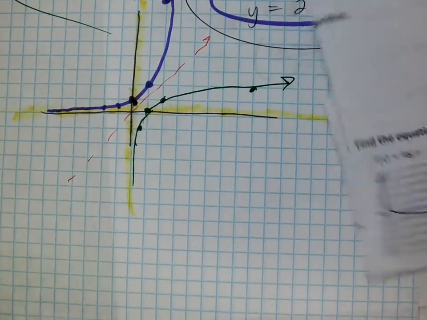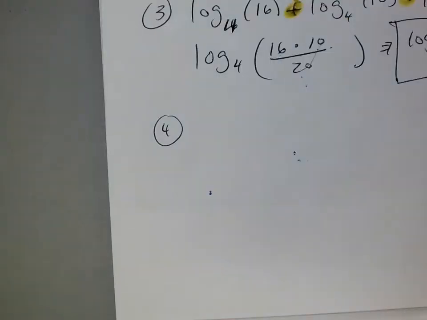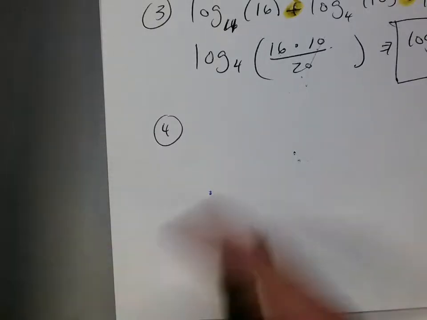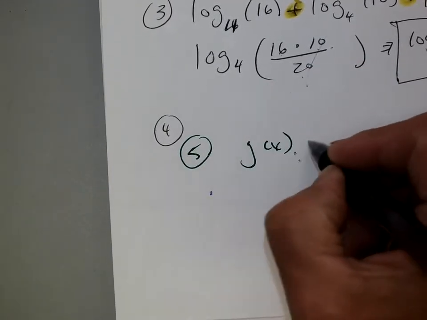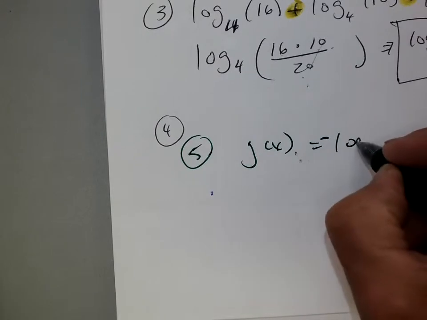Okay. And go along with that for number 5. So 5 would have been g of x equals negative log of x.